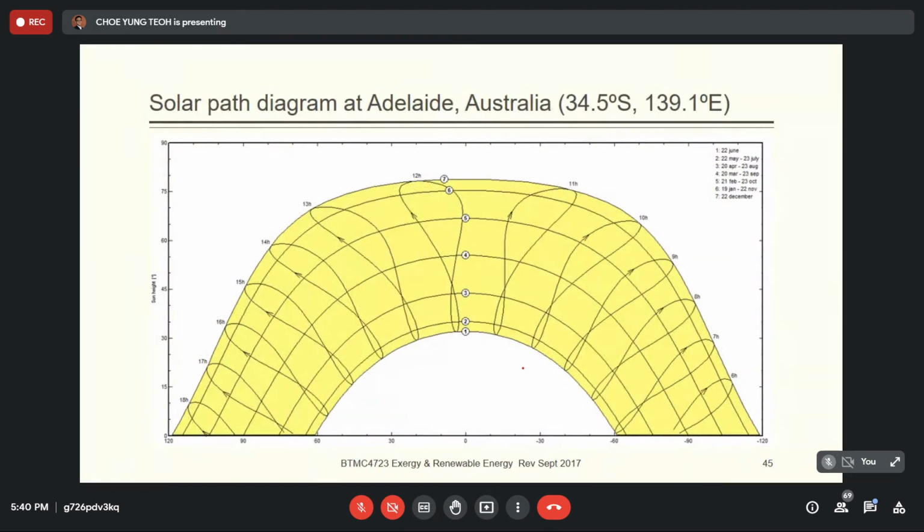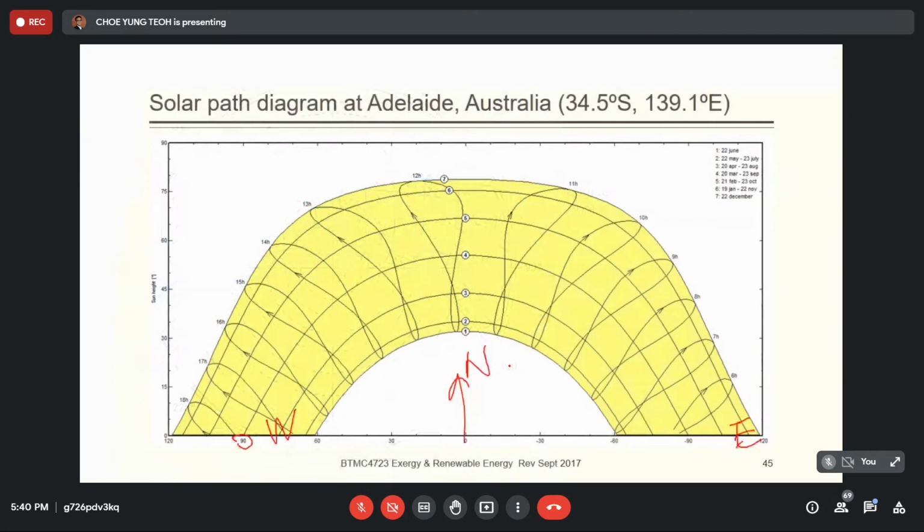Okay, and this is for Adelaide, Australia. You can see that now it's a bit different. Left-hand side is positive value. So positive value is actually in the evening, west. This one, east. So north. So the sun passes through the north of Adelaide for the year.